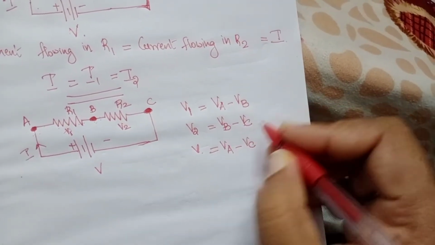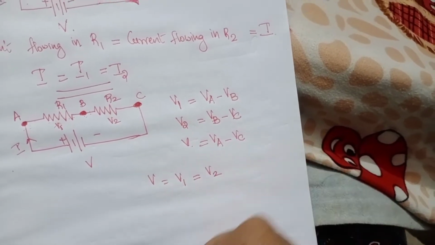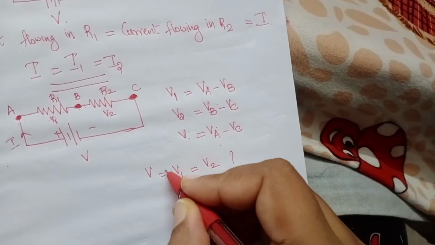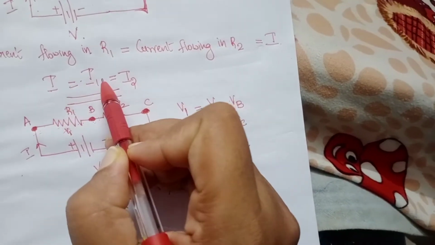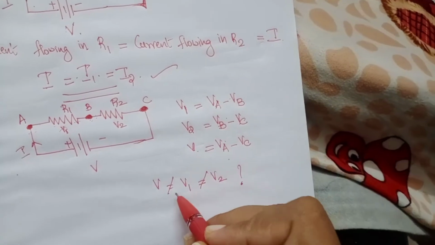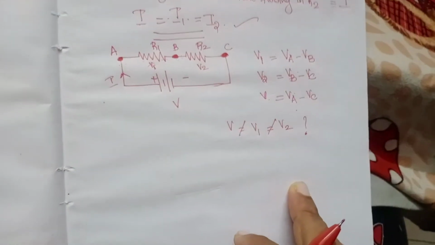So, can we say that V is equal to V1 is equal to V2? Can we say that? No, because all these values are different. So, these are not equal. But in current, I is equal to I1 is equal to I2. But when we are speaking about the voltage, it is different. So, we can find out what will be the value of voltage.